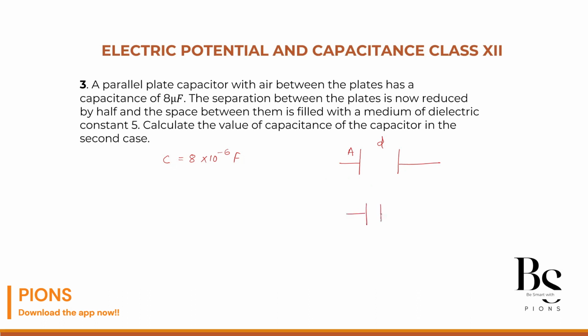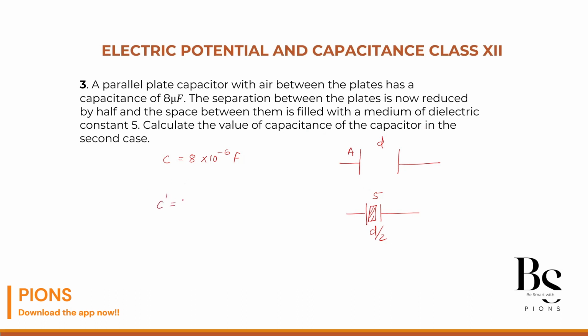Now the distance, the separation became half. So now we got D by 2. Let's read ahead what they said. The separation between the plate is now reduced by half, and the space between them is filled with a medium of dielectric constant 5. Okay, great. Now the dielectric constant is 5 here. This is completely filled here. So calculate the value of capacitance of the capacitor in the second case.